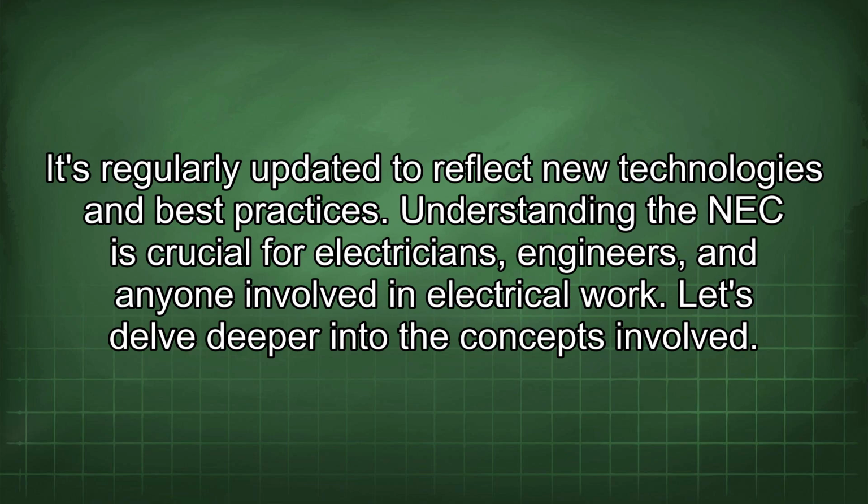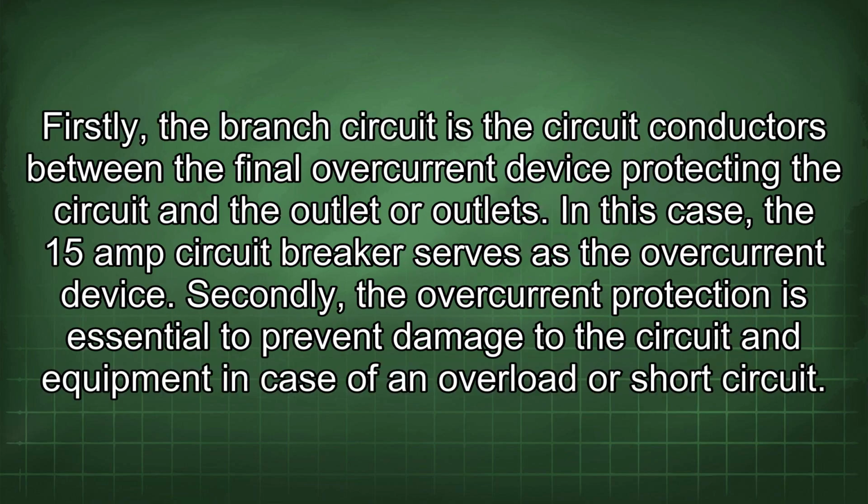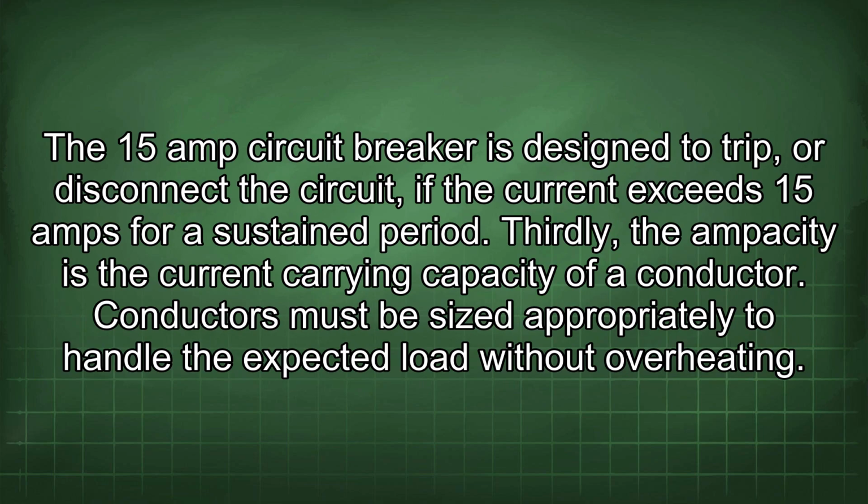Let's delve deeper into the concepts involved. Firstly, the branch circuit is the circuit conductors between the final overcurrent device protecting the circuit and the outlet or outlets. In this case, the 15 amp circuit breaker serves as the overcurrent device. Secondly, the overcurrent protection is essential to prevent damage to the circuit and equipment in case of an overload or short circuit. The 15 amp circuit breaker is designed to trip or disconnect the circuit if the current exceeds 15 amps for a sustained period.